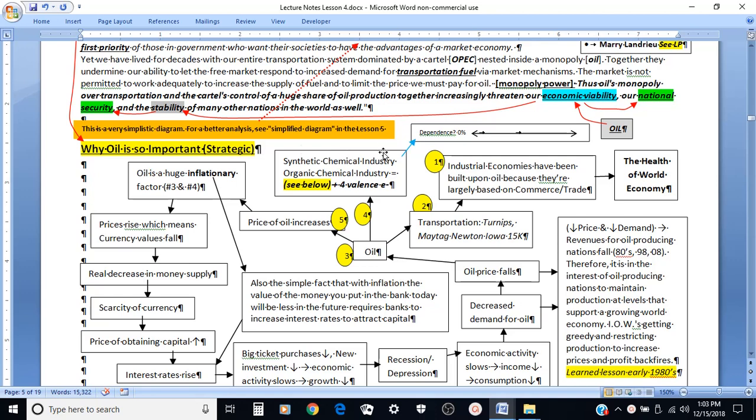But for now, I want to say this, that industrial economies have been built upon oil because they're largely based upon commerce or trade. Right? Commerce or trade requires transportation. All right? Now, for example, there's a local community I'm kind of familiar with, a little town nearby, about an hour away, called Greenville. It's a farming community, very small town, not much there, right? Now, let's say the area, the farmers, the soil, the climate, whatever is good for growing turnips. I'm not sure what they grow actually over there, but let's say they grow turnips.